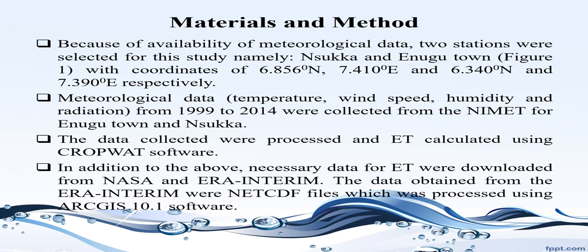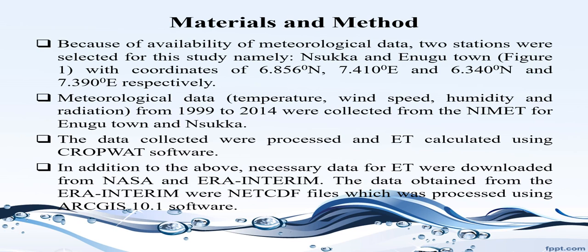Materials and methods. Because of availability of meteorological data, two stations were selected for this study, namely Nsukka and Enugu town, with the following longitude and latitude. Meteorological data collected were temperature, wind speed, humidity, and radiation data for 15 years, starting from 1999 to 2014. These data were collected from the Nigerian Meteorological Agency, NIMET, in Lagos.